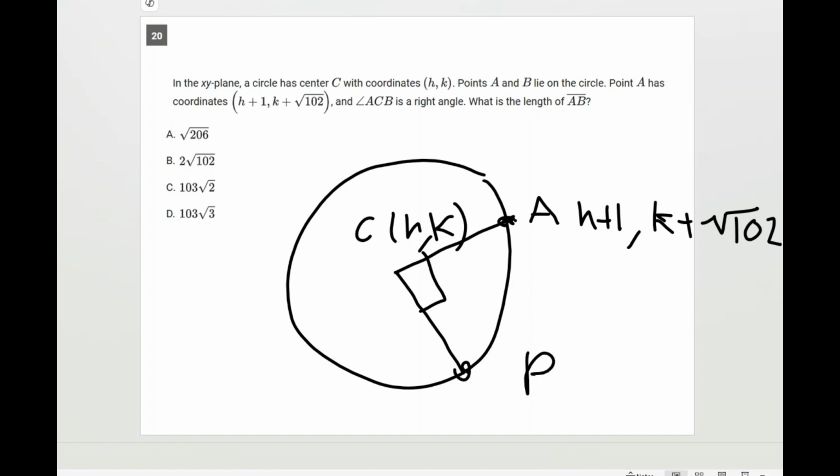B. And so what is the length of AB? So you want to find this length. So you're going to be using your Pythagorean theorem in order to do this. But you're going to have to create two triangles.